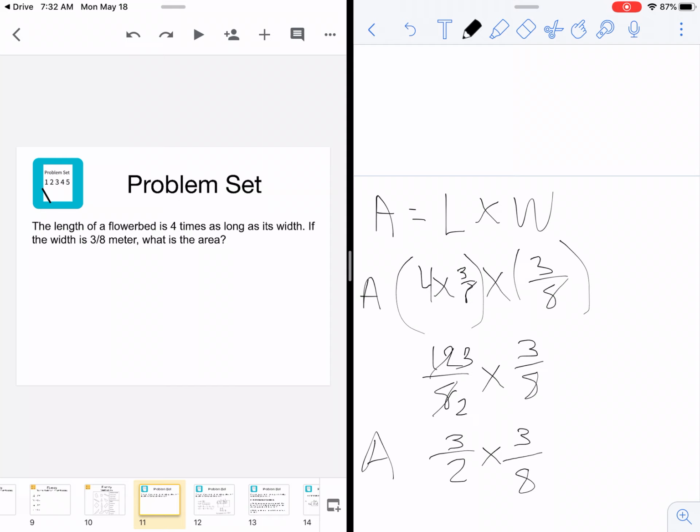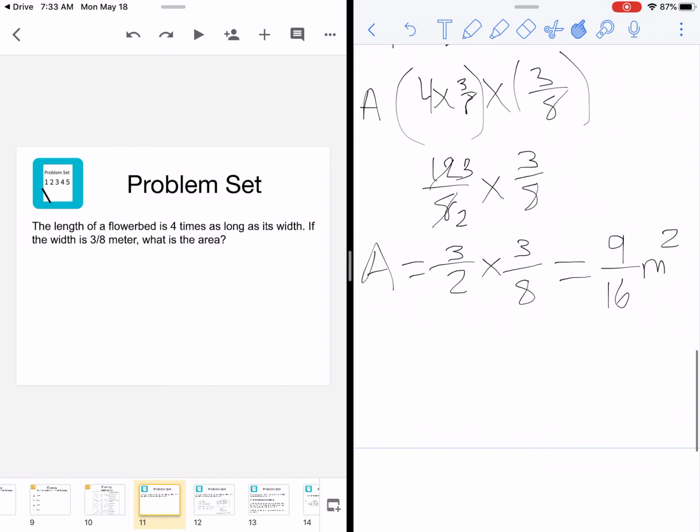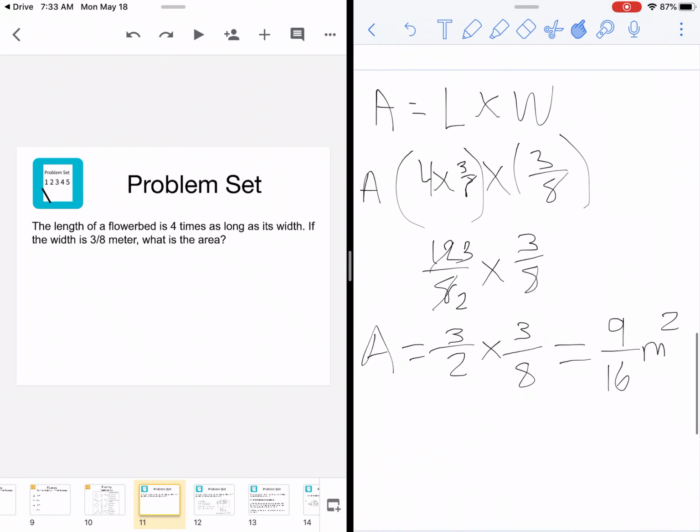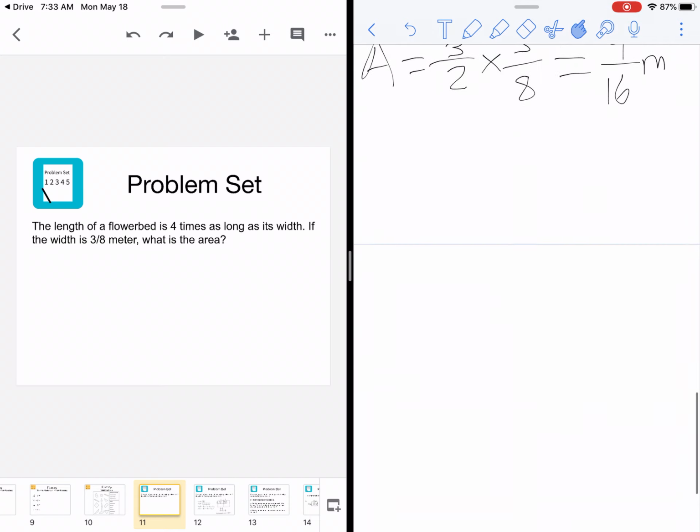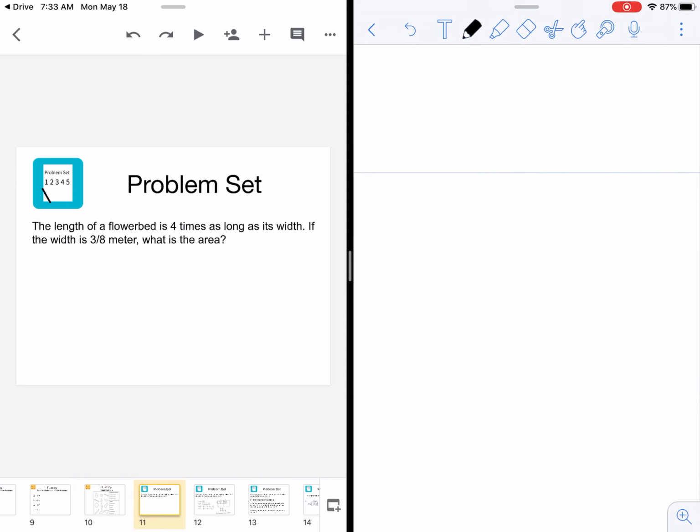And when we multiply, we get 9/16 for our area. 9/16. What is our label? Meters squared. 9/16 meters squared. So remember today you can draw an area model, or you can just do your math. So this was the math, or you can draw your area model.